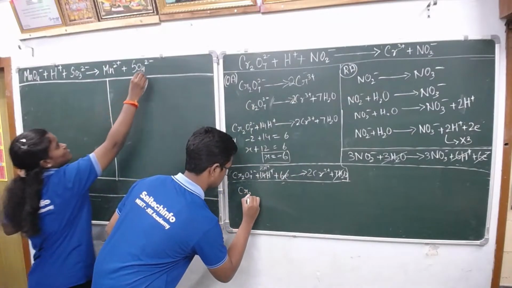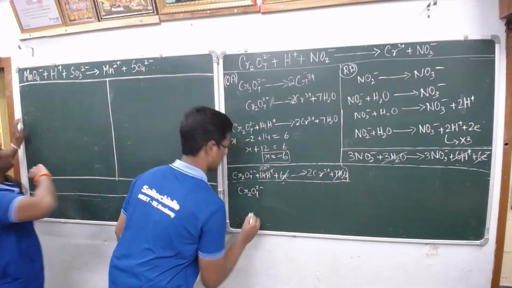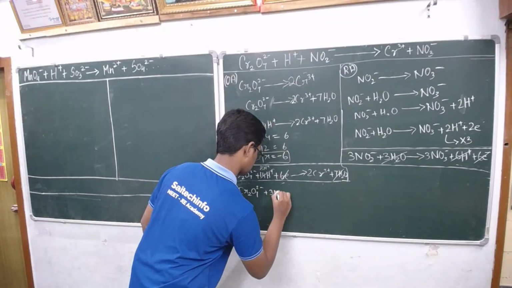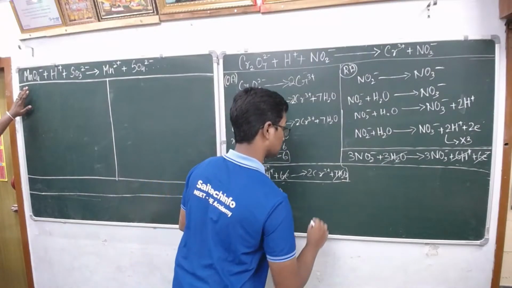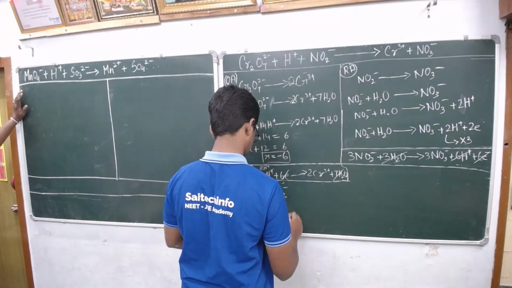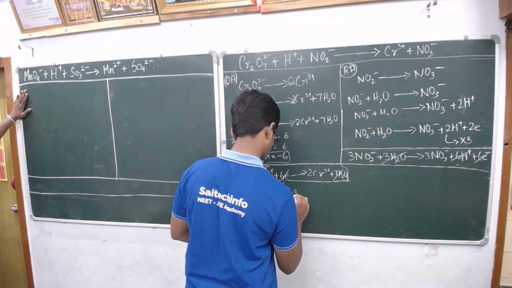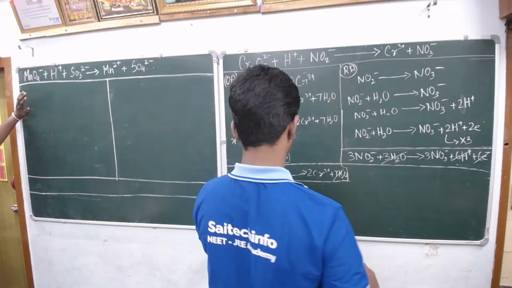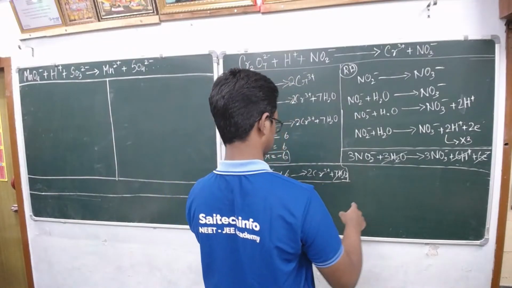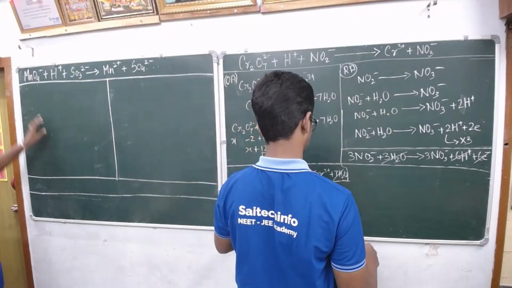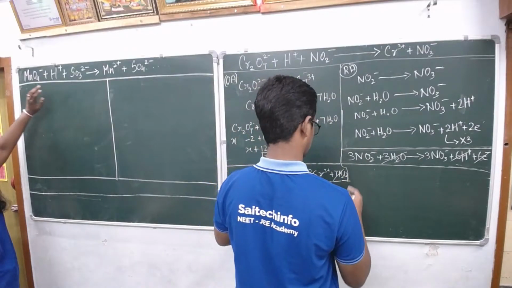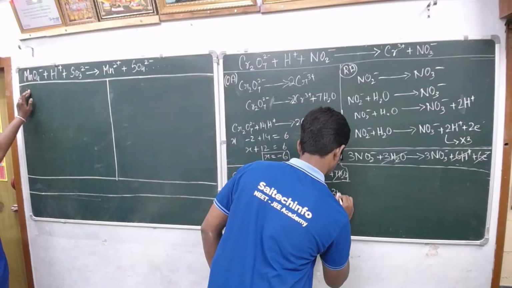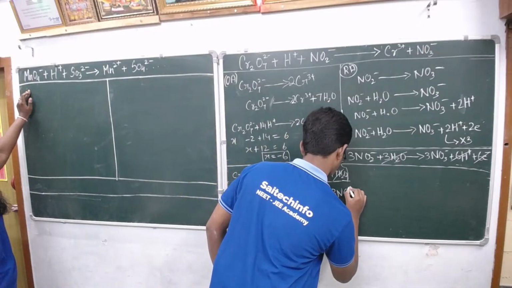Sushmita, what are you going to do? Explain. I have taken permanganate, the permanganate anion. Acidified permanganate anion as the agent. What agent? Oxidizing agent. Which is oxidized here? MnO4 minus, that is the oxidizing agent.